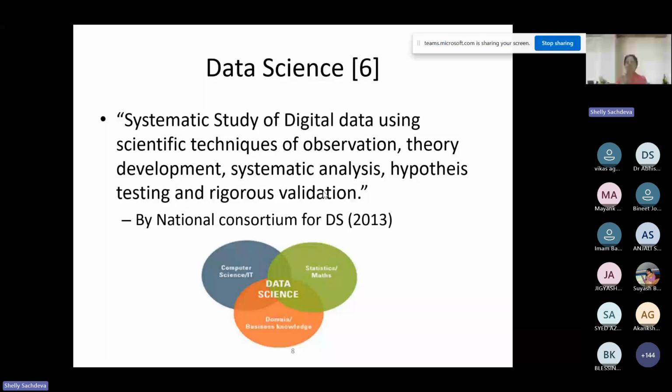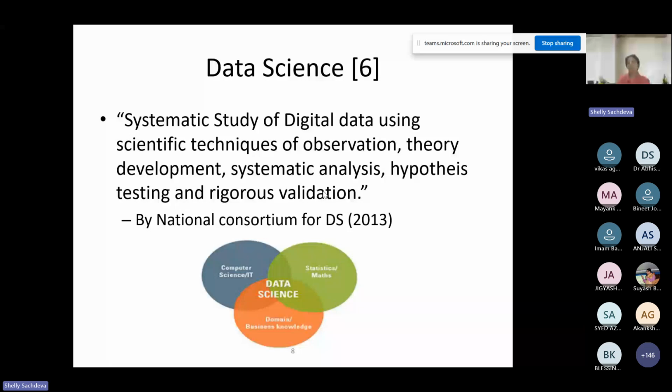So it's not that data science did not exist earlier. It's just a terminology that was coined in 2013. At NASA and ISRO, the earlier statisticians and mathematicians were working on these same sets of problems. So it's just an accumulation of all these domains. I cannot say that if I'm a computer scientist, I am a good data scientist. A mathematician can also be a data scientist. That is why it is referred to as scientific techniques of observation, theory development, systematic analysis, where hypotheses are tested and rigorous validation is done. So that is what is referred to as data science.